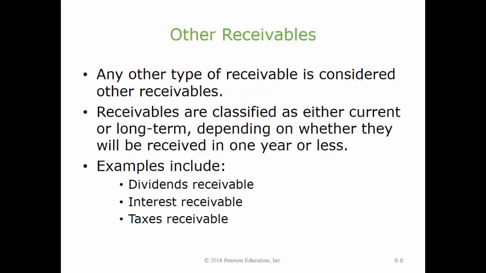Other receivables make up a miscellaneous category that includes any other types of receivable where there is a right to receive cash in the future. Common examples include dividends receivable, interest receivable, and taxes receivable. These other receivables may be either current or long-term assets, depending on whether they will be received within 1 year or less.